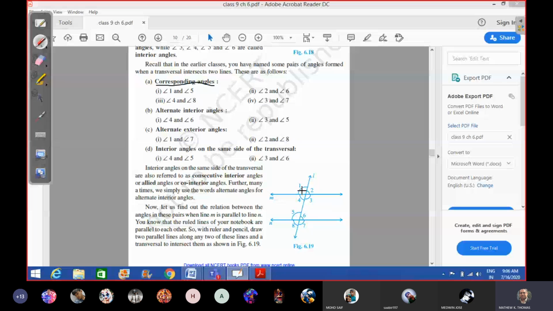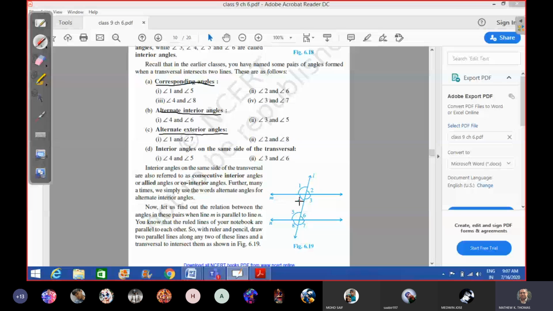Then if you take one from this side and one from the other side, these are called alternate angles. There are two types of alternate angles: one is alternate interior, one is alternate exterior. Alternate interior are 4 and 6, 3 and 5. It forms a Z. 4 and 6 are alternate interior angles. 3 and 5 are alternate interior angles. 1 and 7 are alternate exterior angles, and 2 and 8 are alternate exterior angles. So alternate angles are of two types: one inside, 4 and 6 and 3 and 5, and the other pair outside, 1, 7, 2, 8.